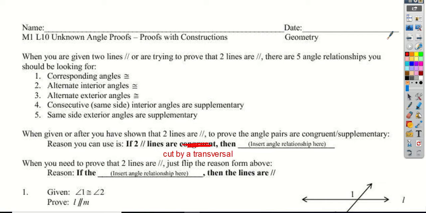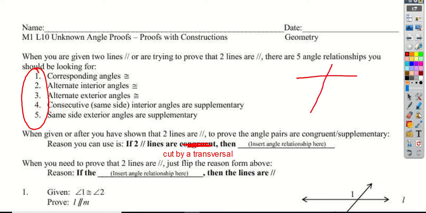So if we're trying to prove that two lines are parallel, we have to show that one of these 5 things is going to happen. We have corresponding angles congruent, alternate interior angles congruent, alternate exterior angles congruent, same side interior angle supplementary, or same side exterior angle supplementary. Okay.